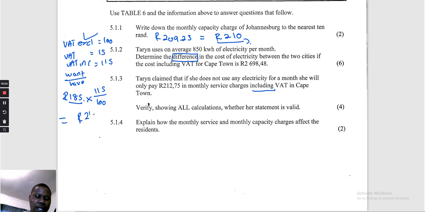There we have it, 212.75. If your answer is not like this, remember, it's incorrect, because they're already showing you how the answer should look, and you don't have to use that anywhere. You only have to use other information to prove that this is the correct amount. Then they say, explain how the monthly service and the monthly capacity charge affect the resident. It affects them negatively. Why do we say negatively? Because the monthly charges and the monthly capacity charges make the monthly payment go up.